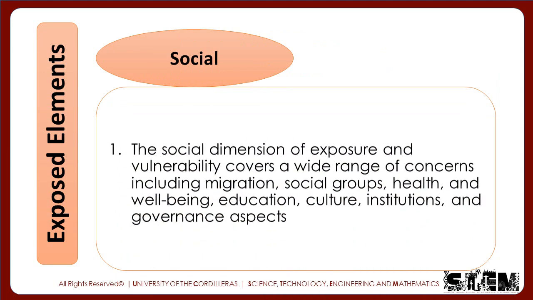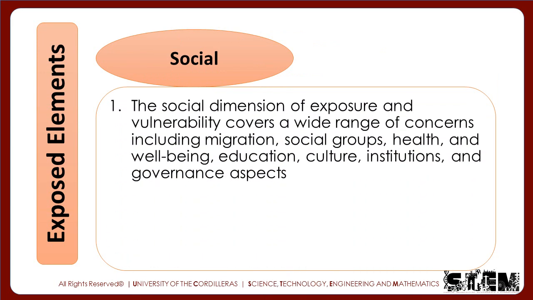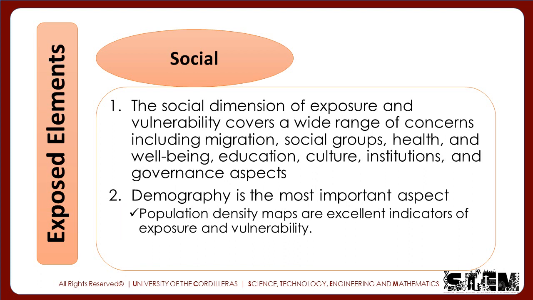Let's talk about social first. When I say social, it has something to do with the way people live. The social dimension of exposure and vulnerability covers a wide range of concerns, including migration, social groups, health and well-being, education, culture, institutions, and governance aspects. So, if you will see this, it has something to do with how people live. It has something to do with demography. We can see the demography of a certain population by looking at the population density map of that place.